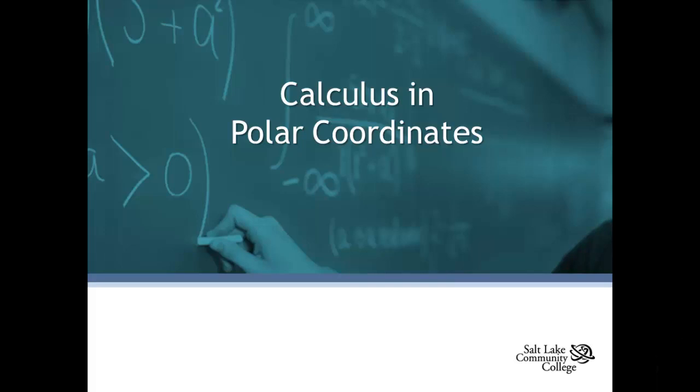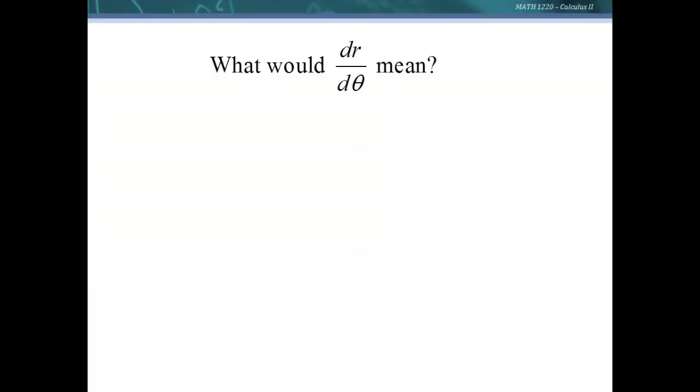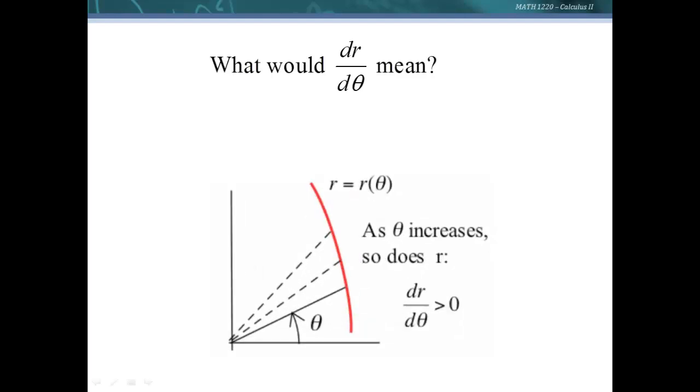Let's talk about calculus in polar coordinates. What would dr d theta mean? Well, if we think about it, it's the rate of change of r with respect to theta. If we looked here at this particular example, as theta increases, so does r. So we'd say dr d theta is positive.